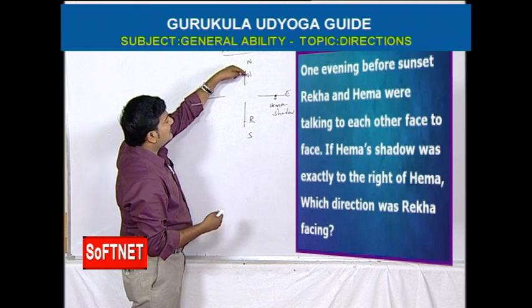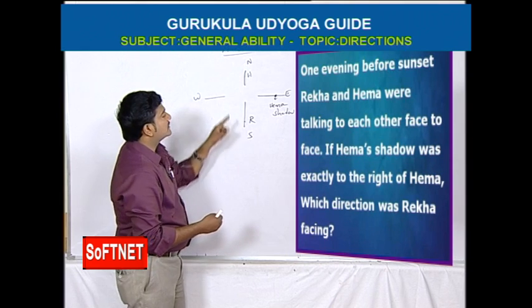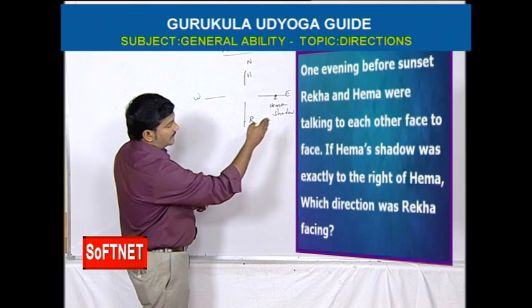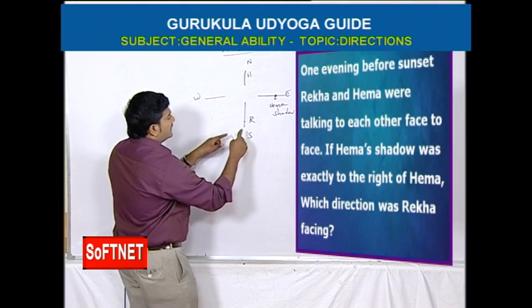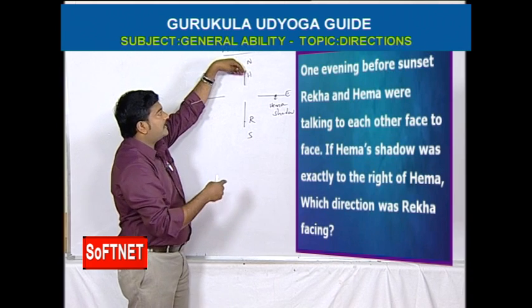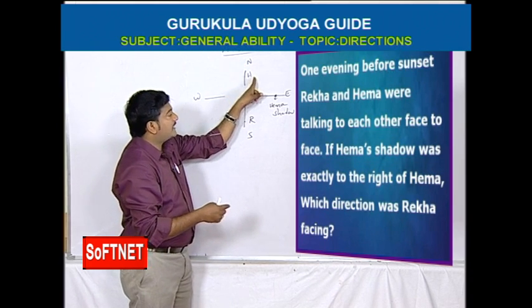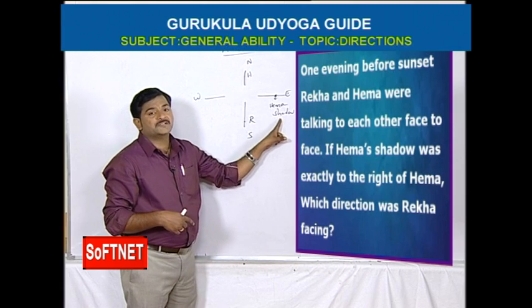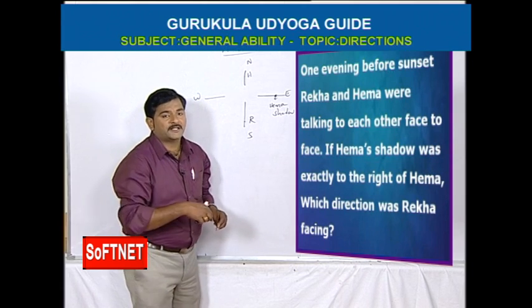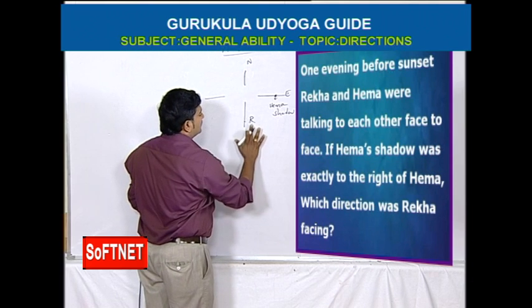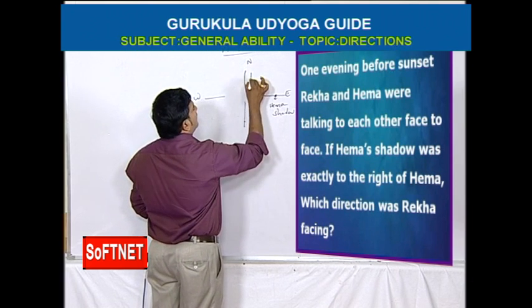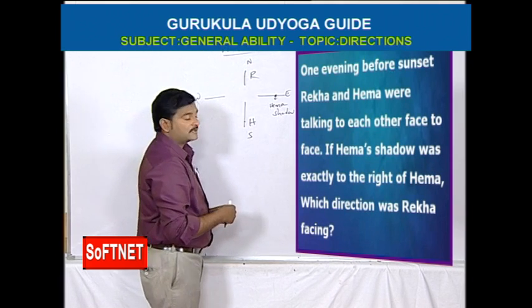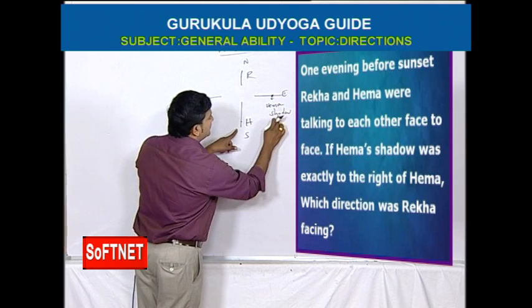If Hema is towards south and Rekha is towards north, now the question mentions that Hema's shadow is to the right of Hema. If I take Hema here, facing south, is Hema's shadow towards the left or right of Hema? Hema's shadow is to the left of Hema. But what you have to get is the right of Hema. That's why the positions of the two are like this: here you have Hema and here you have Rekha. Rekha is facing south, Hema is facing north. Now Hema's shadow is to the right of Hema.